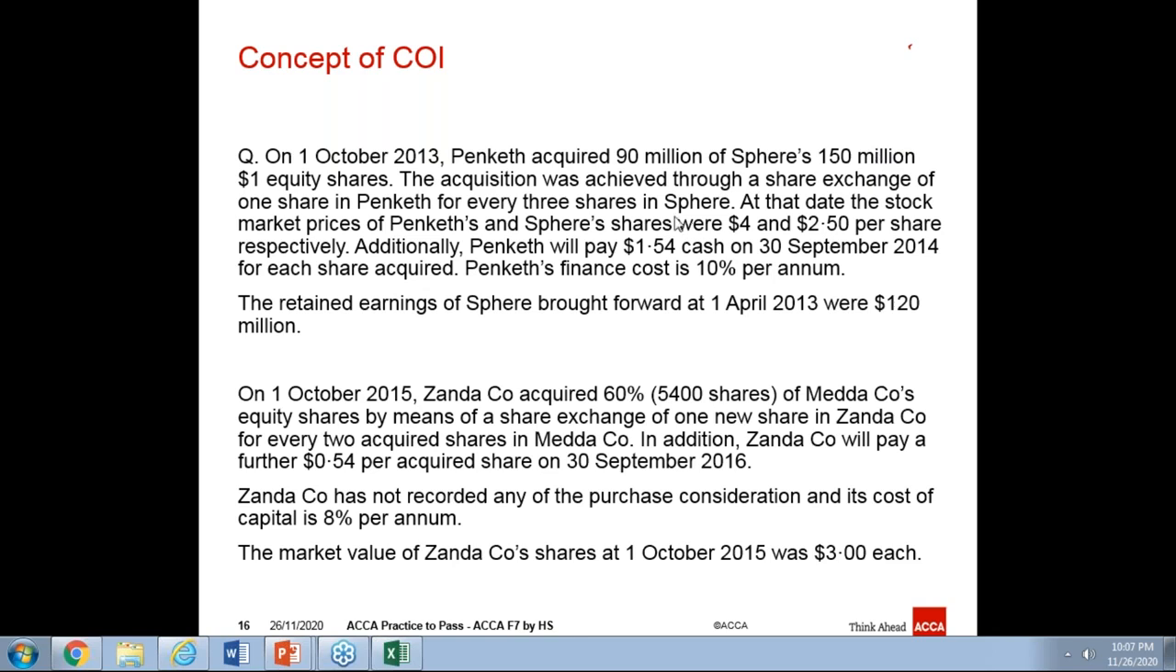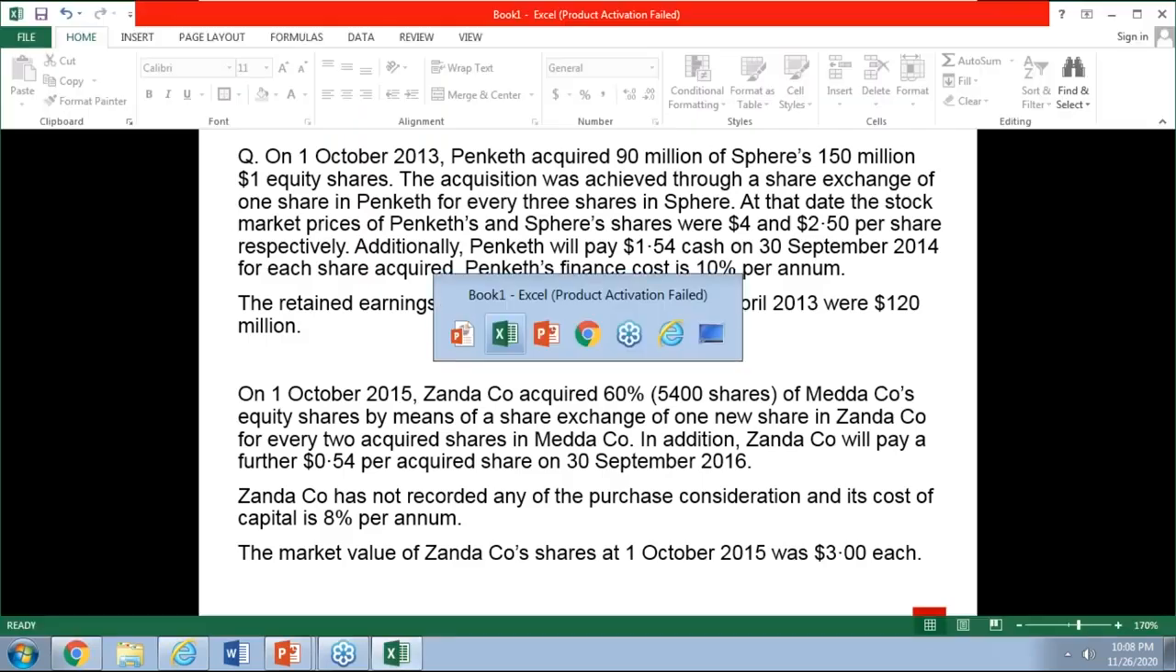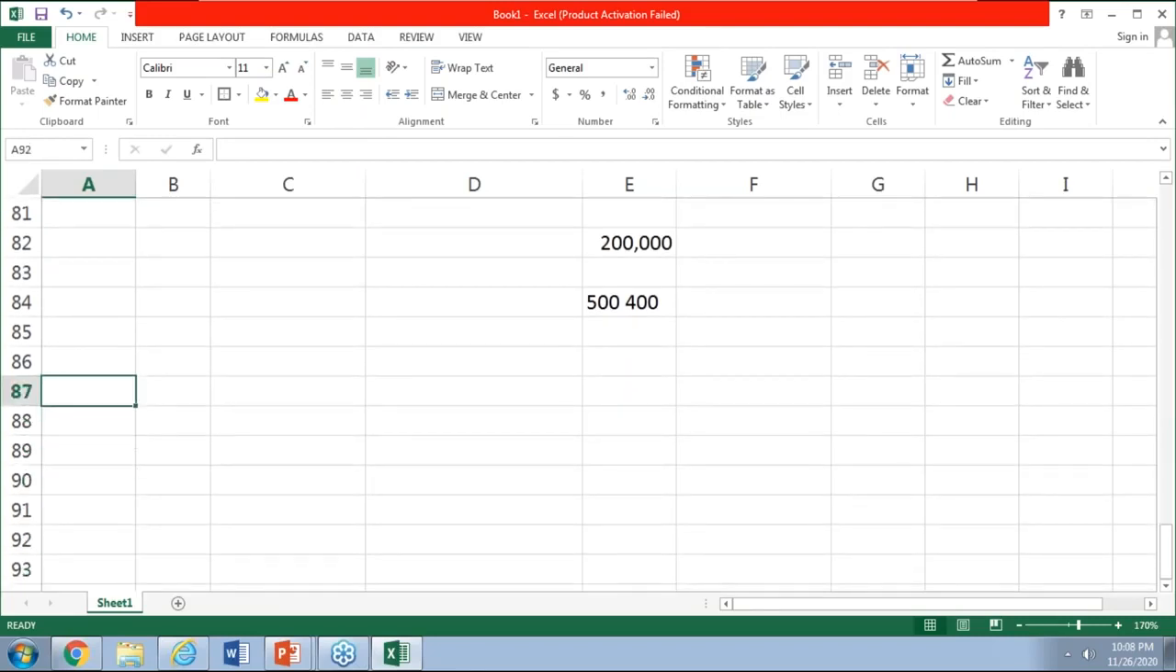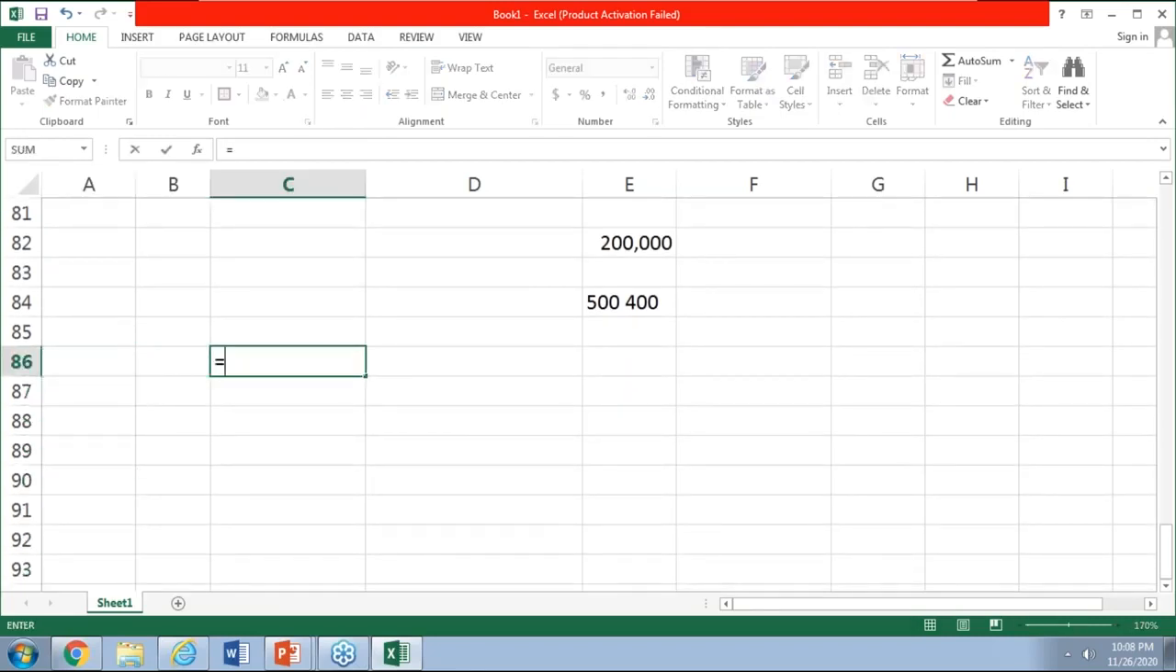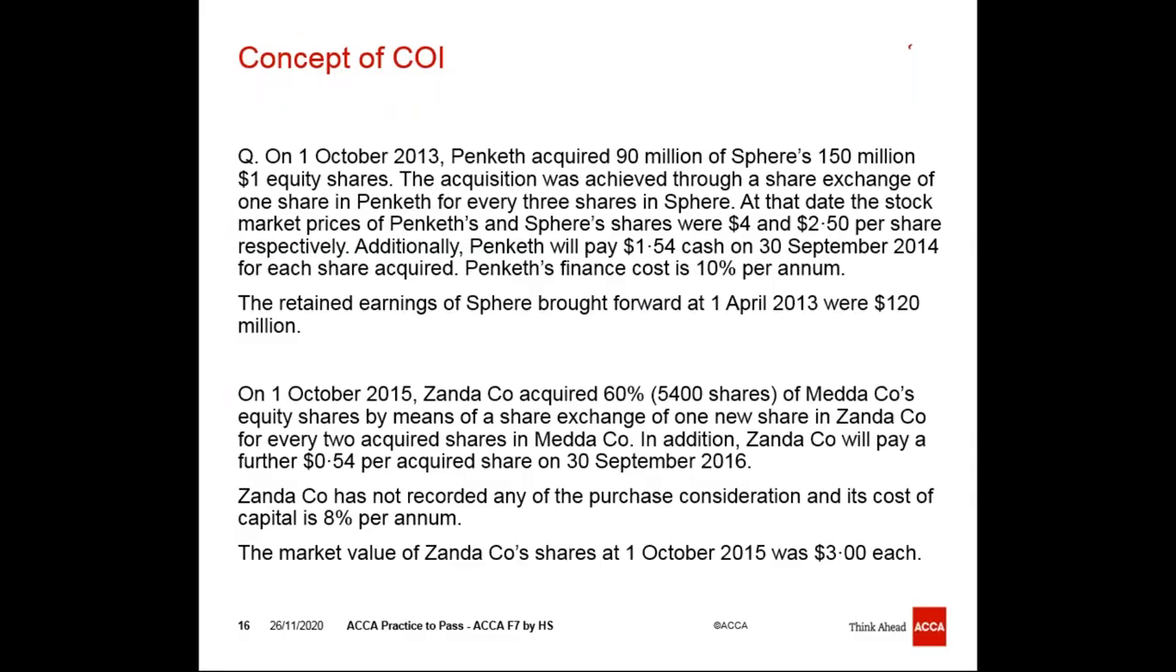On 1st October 2013, Pankit acquired 90 million shares of Sphere through a share exchange of one share in Pankit for every three shares in Sphere. So for every three shares, we are going to issue one new share. How many shares are we going to issue to the Sphere company? We are acquiring 90,000 shares of Sphere, and for every three shares we are giving our one new share. So in fact we are paying 30,000 shares.